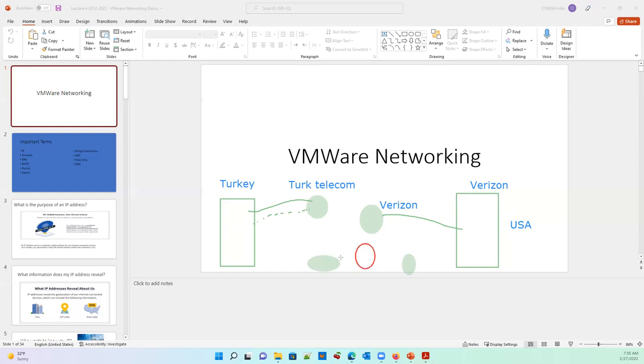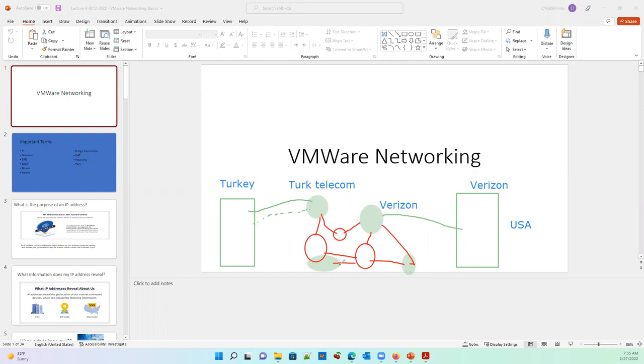So you have another router here, another router here, another router here. This might be in New York and this might be in Germany. We really don't know. This guy's connected to this guy, and then this guy is connected to your home, or is it connected to this one?